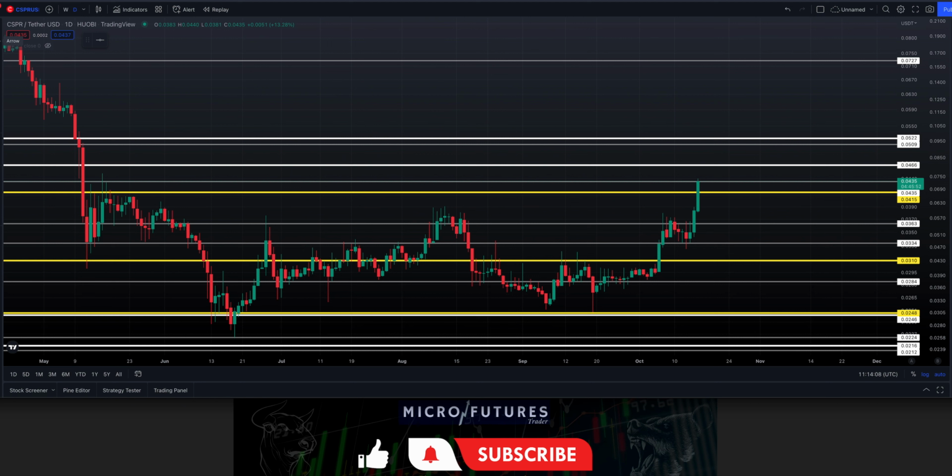Just kind of talking about this particular base and the two targets I would have, which would be, one would be 466. The other one would be 522.